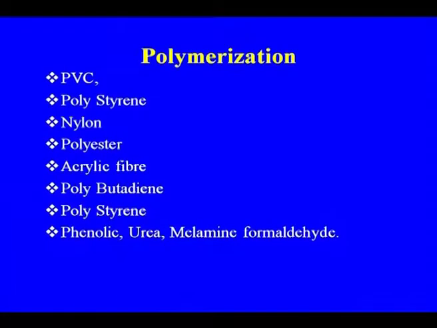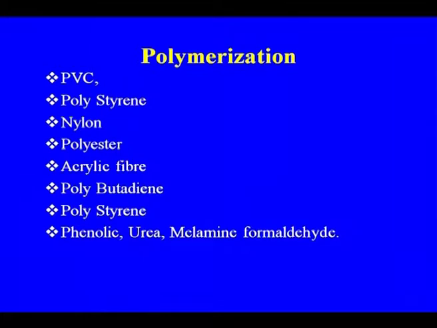These are some of the major products which you are getting through polymerization: PVC, polystyrene, nylon, both nylon 6 and nylon 66, polyester from terephthalic acid, acrylic fiber that we are getting from the polymerization of acrylonitrile, and polybutadiene, because the butadiene is available from the steam cracker.